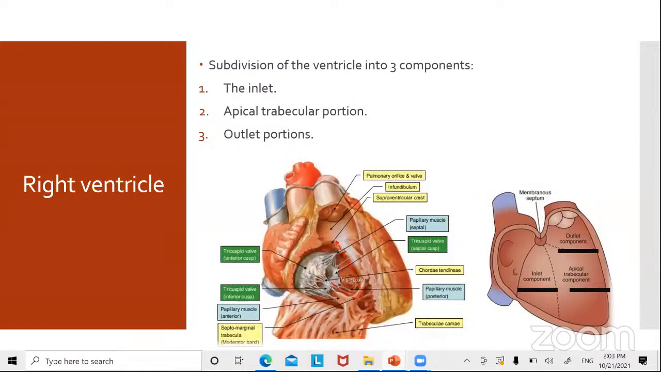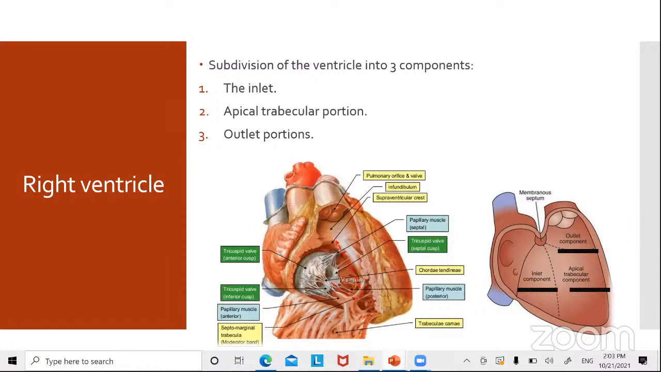The morphology of both the right and the left ventricle can be understood best by subdividing the ventricle into 3 anatomical components. We have the inlet portion, the apical trabecular portion, and the outlet portion. This classification is more helpful than the traditional division of the right ventricle into sinus and conus parts.